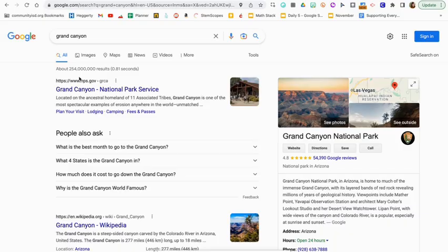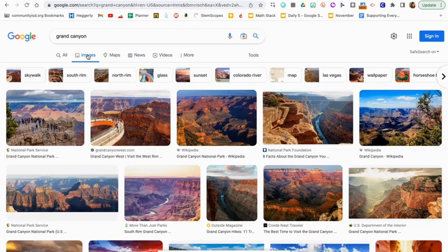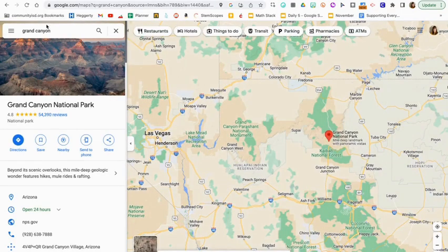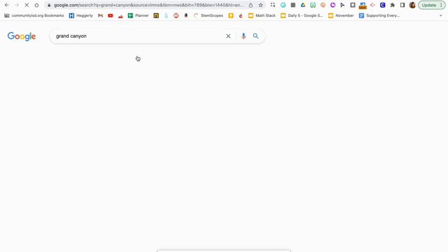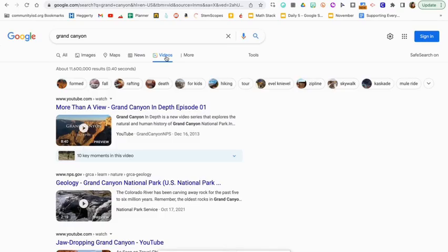We can also narrow our search results through the use of filters. If you Google the Grand Canyon, you see we have all these filters underneath. The filter we're currently under is All, and it shows all the search results. We can also look at images, which shows pictures of the Grand Canyon, maps, which shows a Google map of the Grand Canyon, news, which gives us news of the Grand Canyon, and videos, which gives us all kinds of choices of videos about the Grand Canyon.